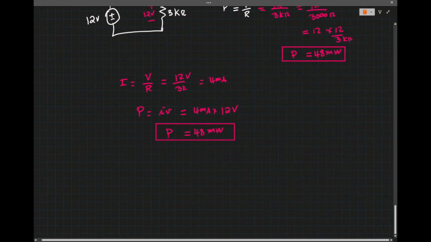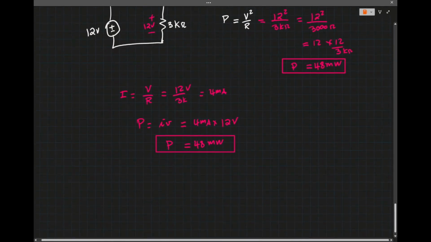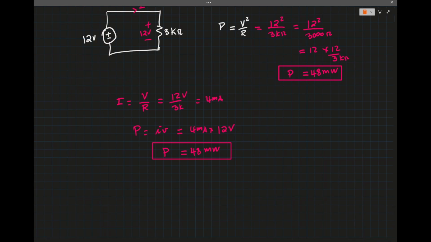Now, we're going to do a few more examples when we have a more complicated circuit. I have introduced the concept, and we are going to do more examples in the next video.